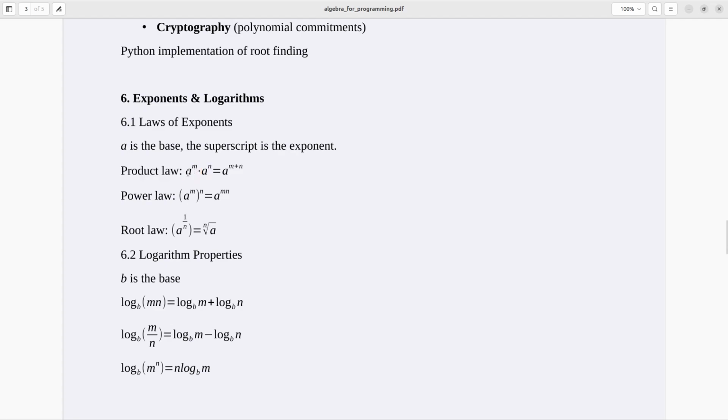So a to the power of m times a to the power of n would be equal to a to the power of m plus n. This one is called the product law. And we have also the power law. A to the power of m, and the whole thing is taking the power of n. So the answer here would be equal to a to the power of mn, m times n here. And we have also the root law. A to the power of 1 over n is equal to a taking the nth root.